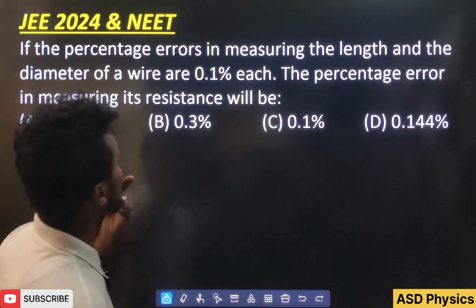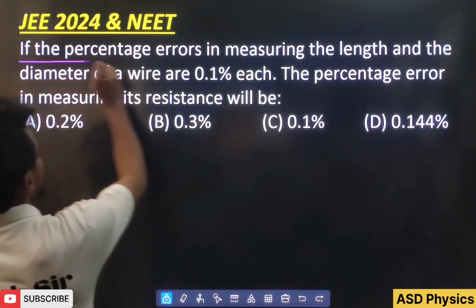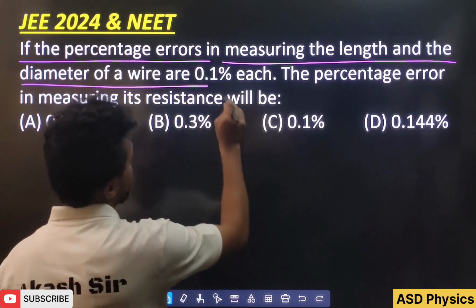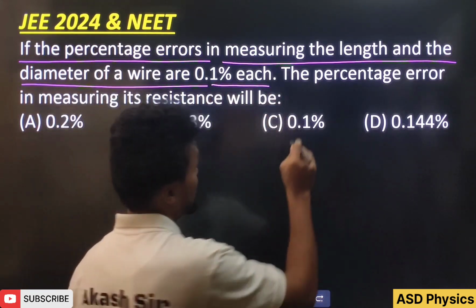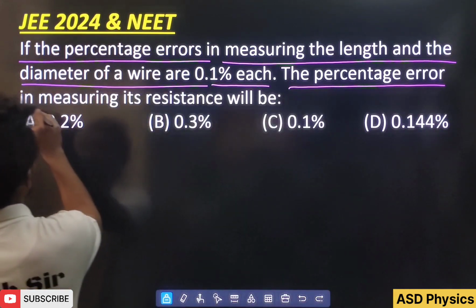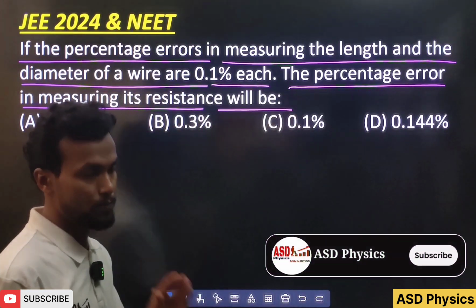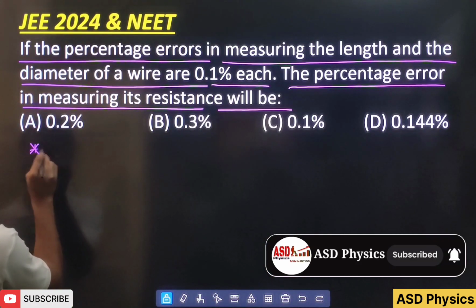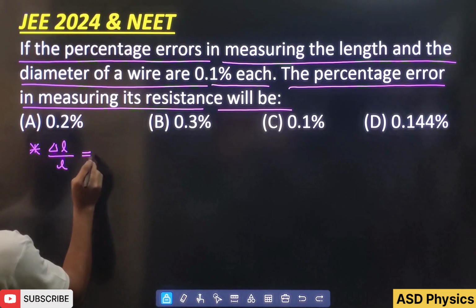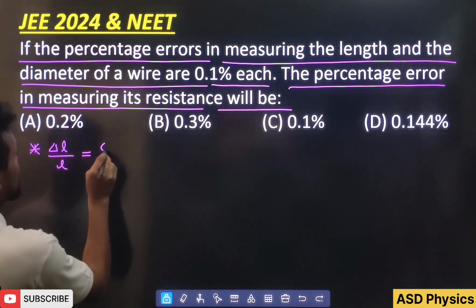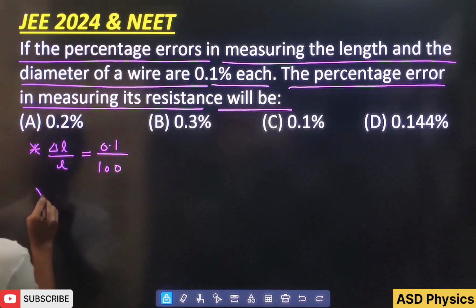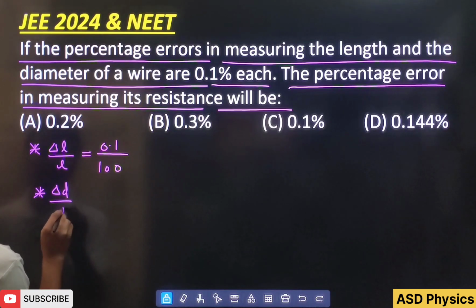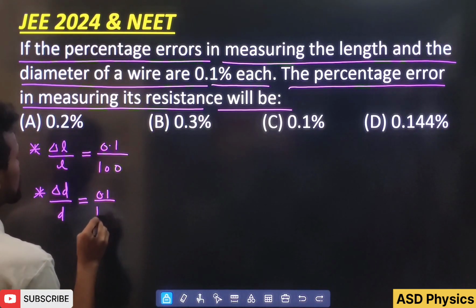Again a JEE 2024 question. So let's see here. If the percentage errors in measuring the length and the diameter of a wire are 0.1% each, the percentage error in measuring its resistance will be how much? So we will use the formula R equals rho L by A. We will do all the things, but first we will write down what other things are given. So percentage error in length, they have given 0.1%. I will write here 0.1 by 100. Similarly, percentage error in diameter means delta D by D, again each, so 0.1 by 100.